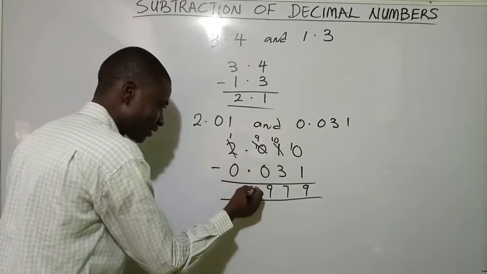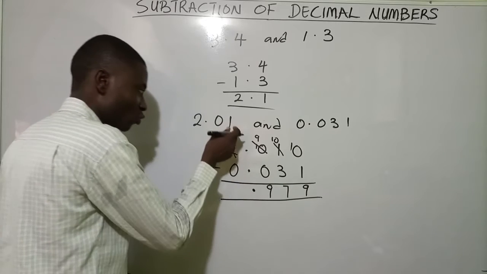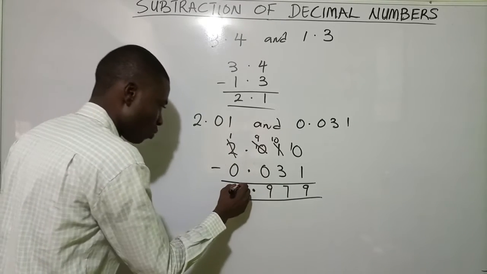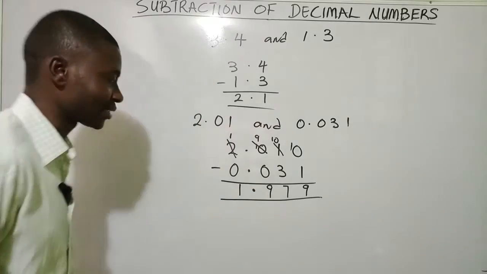So the decimal point, remember, put it down there. So what do we have here? 1 take away 0 will be 1. And that is our answer.